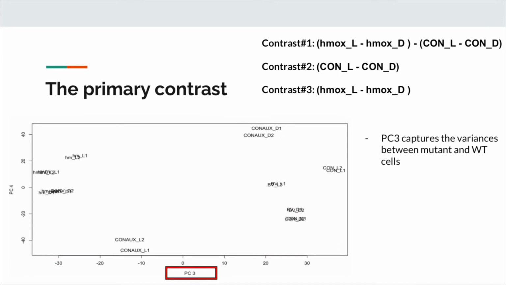We made 3 contrasts to address our study question, and all contrasts are for the dark to light transition. Contrast 2 and 3 aim to capture the differentially expressed genes in wild-type and mutant. Contrast 1 aims to identify those genes that respond to light differently between wild-type and mutant cells. As we described before, PC3 should capture the variance for this contrast.